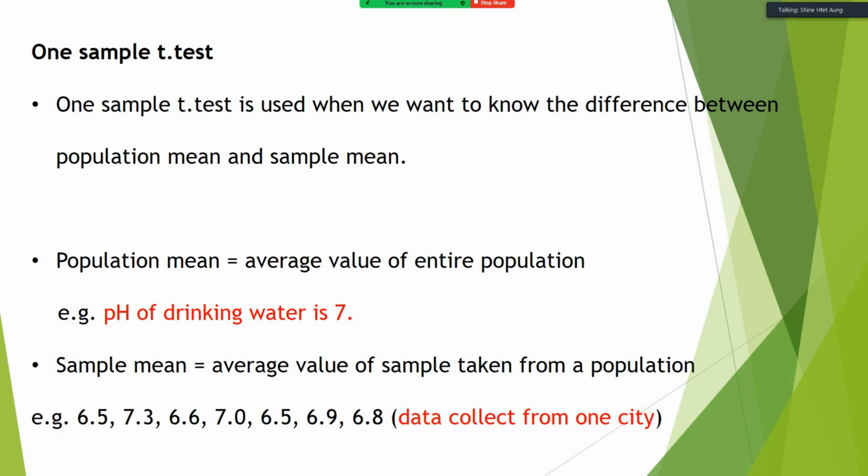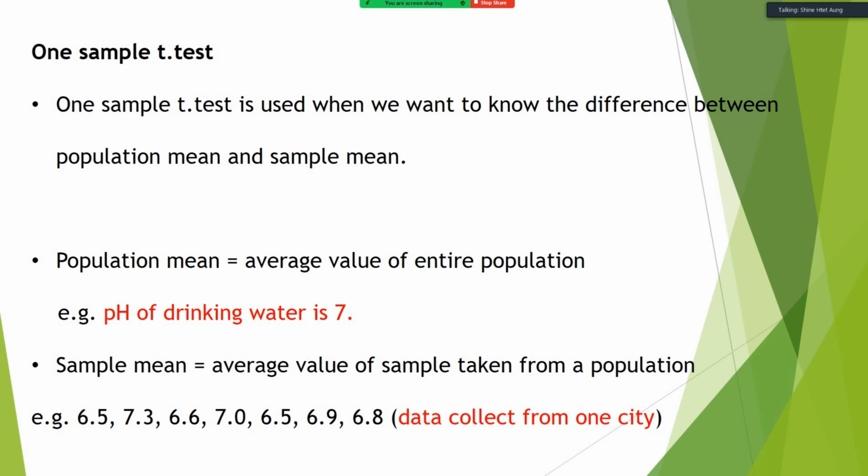The one sample t-test is used for quality control tests, research, or experiments. The population mean is the standard value, in other words the average value of the entire population. For example, the pH of drinking water has to be 7. That is the standard value, the average value of the entire population. So this is a population mean.